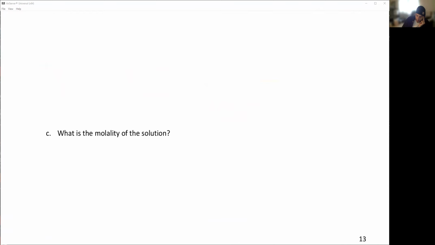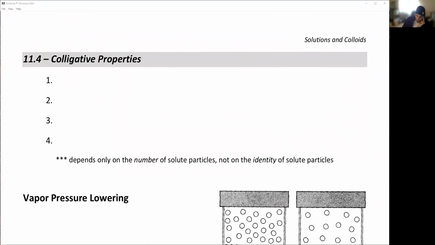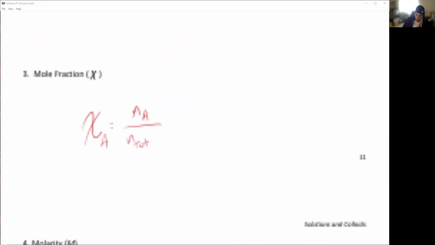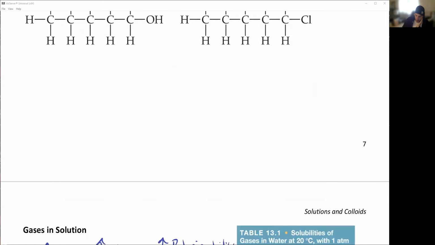And then we have a bunch of practice problems, which we have done all of these, but they're worth going over if you want to. And then we're going to move into colligative properties. So this is it, but I'm going to go back and quickly do the problems that we had just. I'll do them in the proper order too.